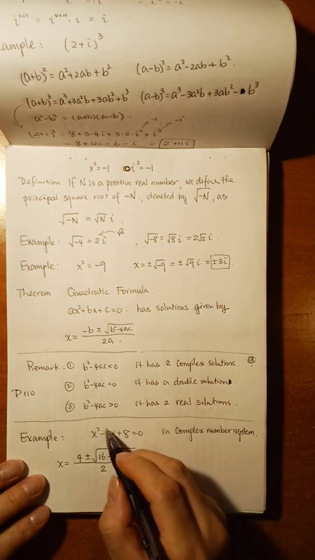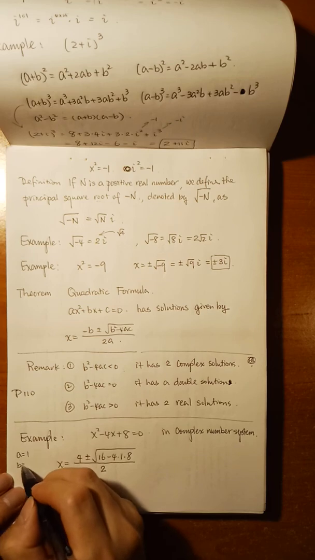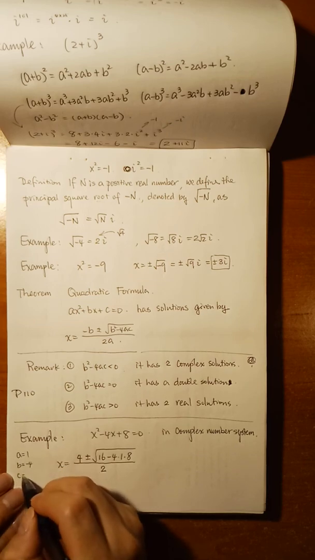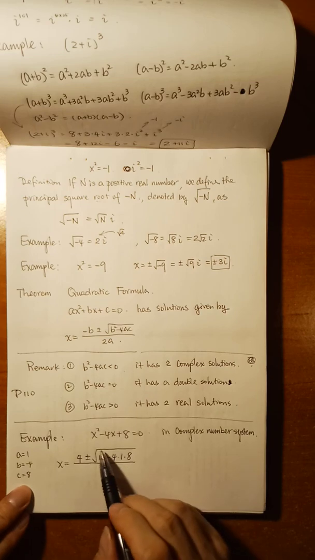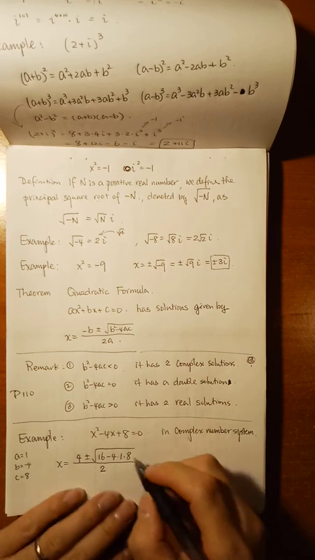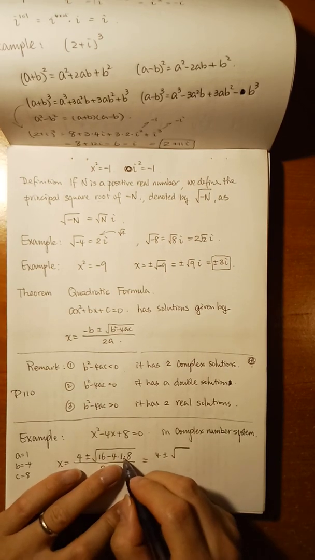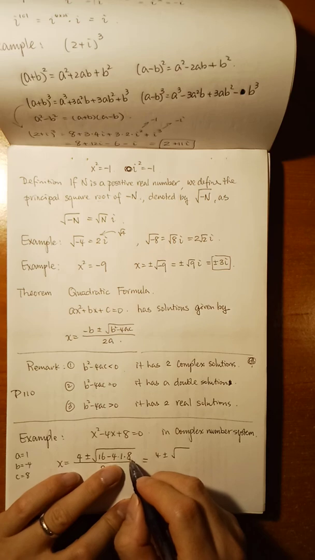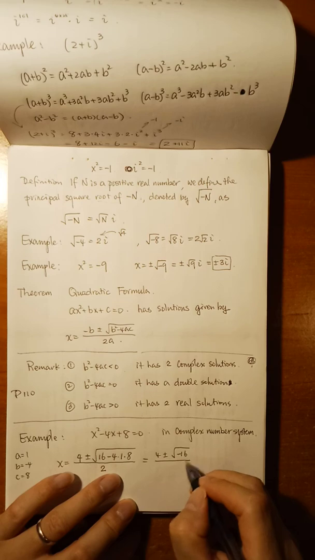So let me put it here. a is 1, b is negative 4, and c is 8 for this problem. Just always keep in mind, a, b, c have signs, and you must include the sign. So it's 4 plus or minus the square root of 16 minus 4 times 1 times 8, which is 32. 16 minus 32 is negative 16.